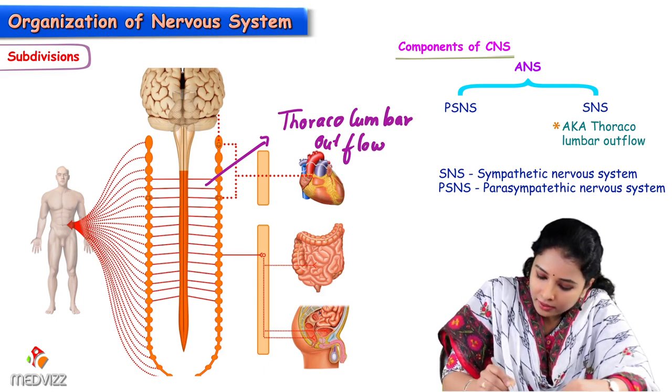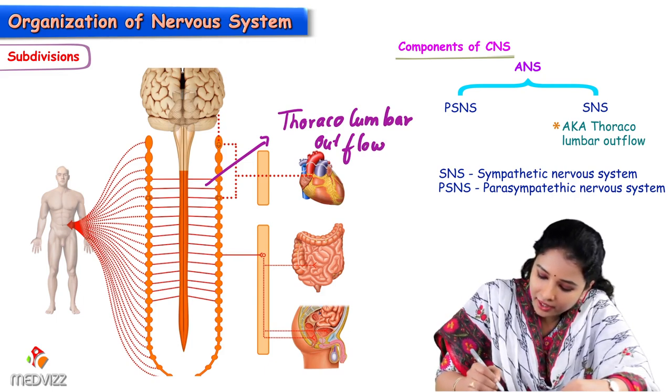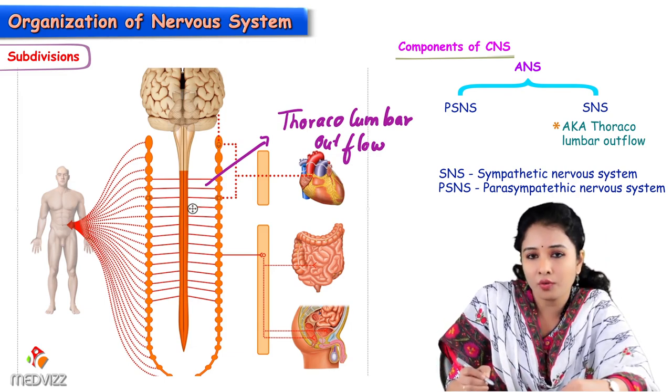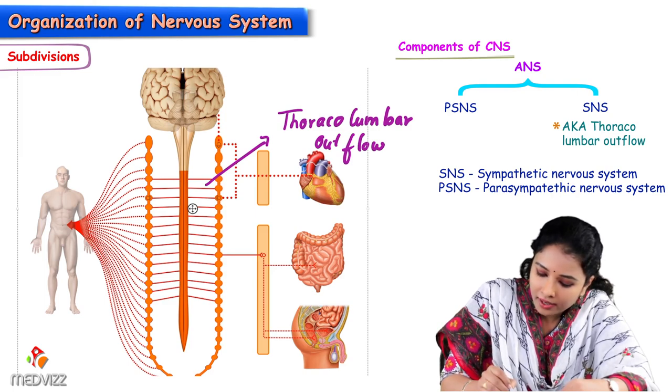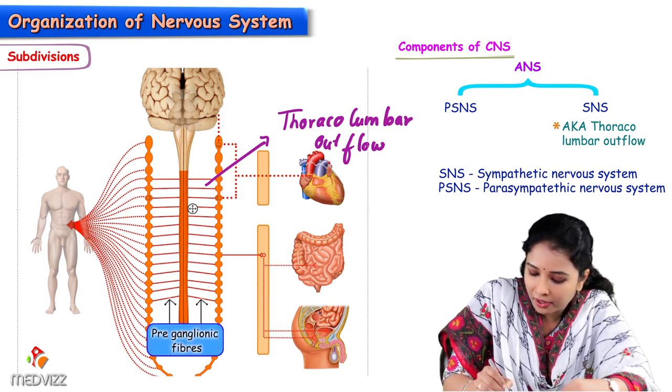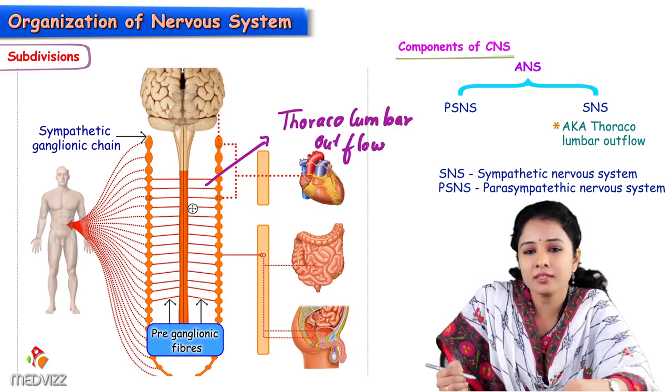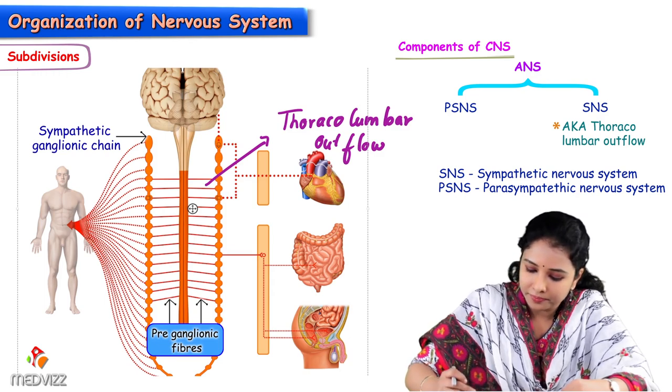Because it is arising the nerves which relay in the sympathetic chain, which is present on each side of the vertebral column, and arising from the spinal cord, preganglionic fibers and postganglionic fibers from the sympathetic chain, they go to various parts of the body.